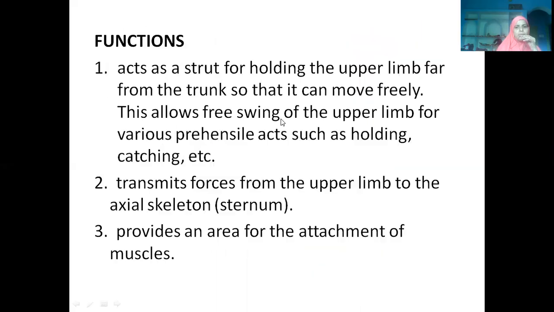Now, the functions of this bone is it is acting as a strut for holding the upper limb far from the trunk so that it can move freely. This allows free swing of upper limb for various prehensile such as holding, catching, such type of movements. It transmits forces from the upper limb to the axial skeleton.